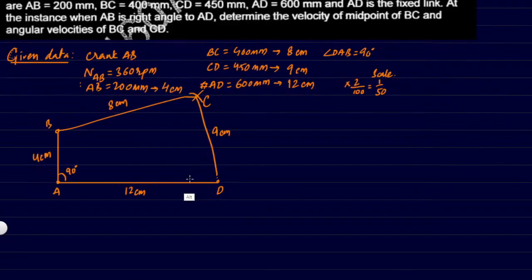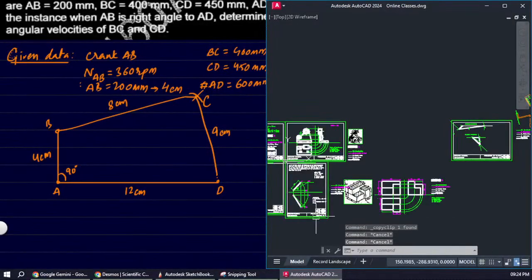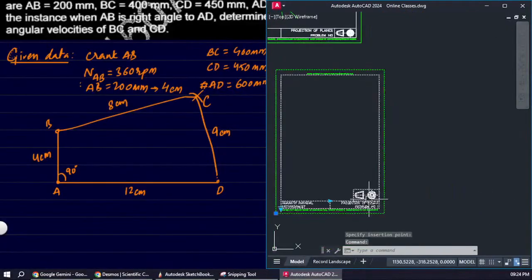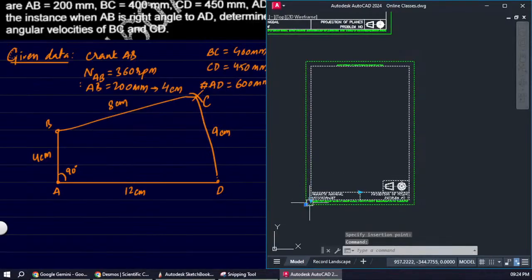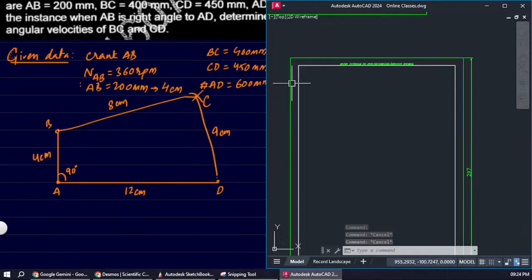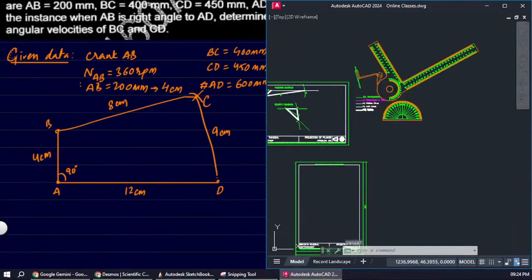So let's come back to our diagram. Let me take it in portrait. Since it's just some general diagram, we don't need this one. All right, so we'll have to first draw the position diagram. So let's quickly take the scale.